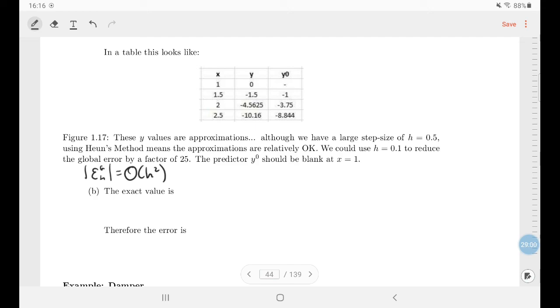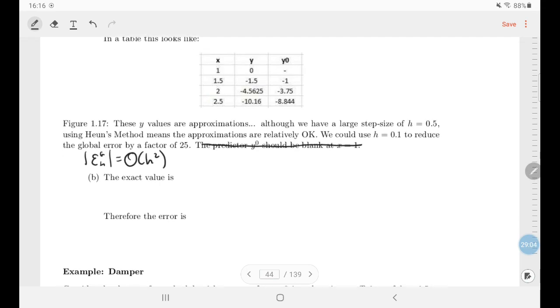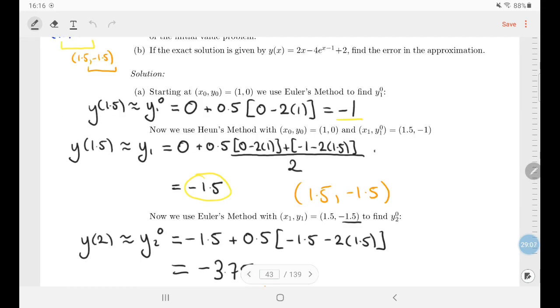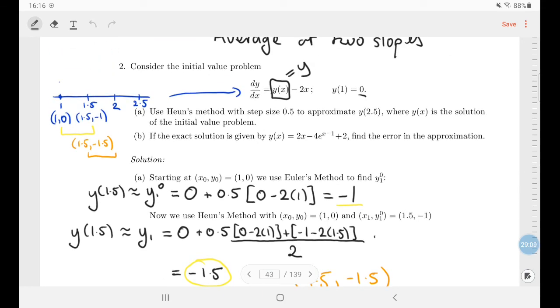Okay. Yeah. This obviously is okay. So the exact value, so we're going to look at the error here. So I'm probably going to pause and write that down.